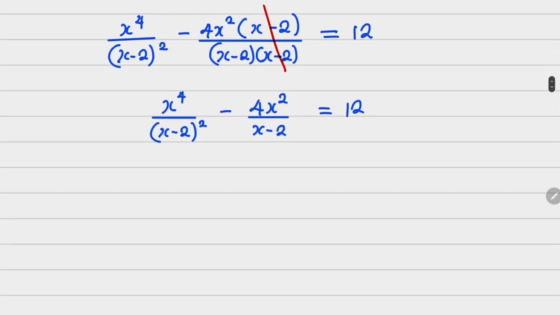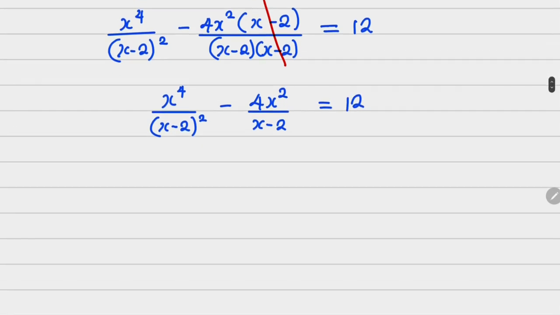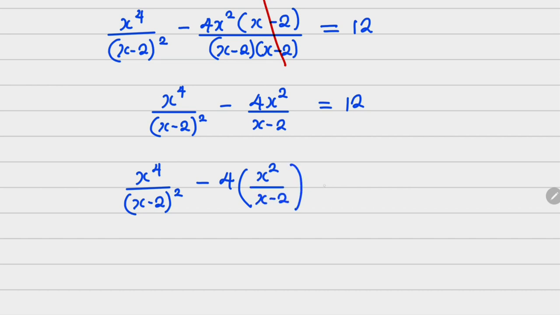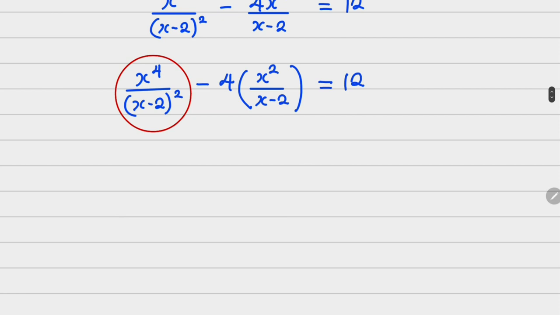Now looking at it, you could see that I can have x raised to power 4 all over (x minus 2)² minus, what about if I have 4 into x squared over (x minus 2)? Is there any problem with that? No, it is very correct. But again, look at this. I can work it out. And what will I do? I want you to have this understanding.